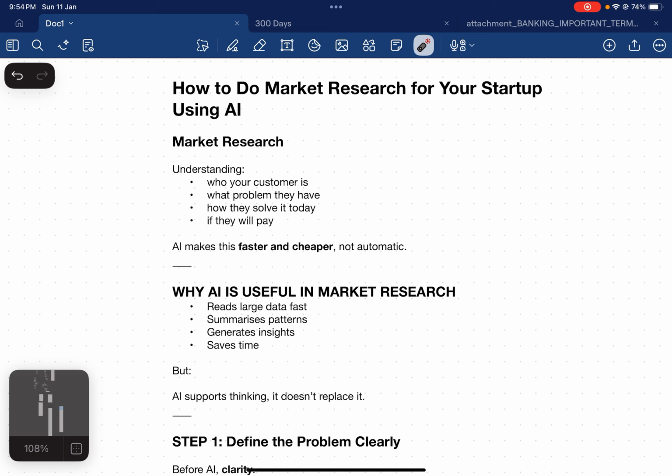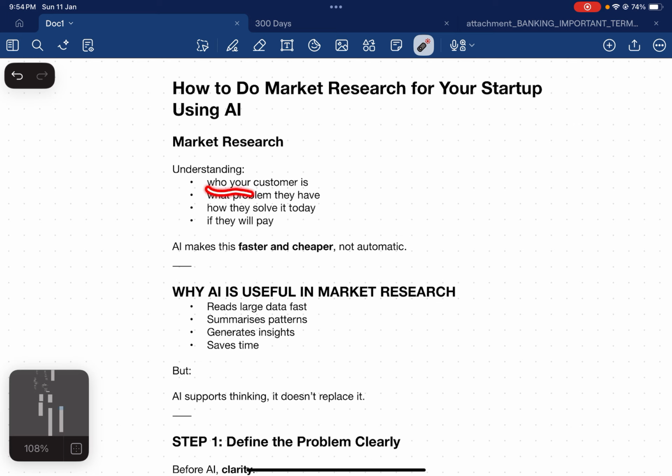So how can AI help you in that market research, so that you can see your customer base and your actual problem, and whether there are already solutions in the market or not. So many things are there. So first is market research. Under that, we have to understand market research.